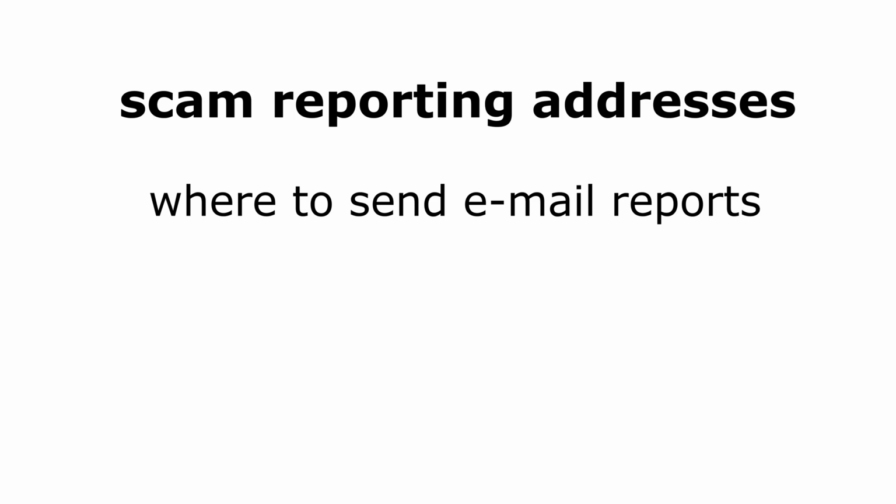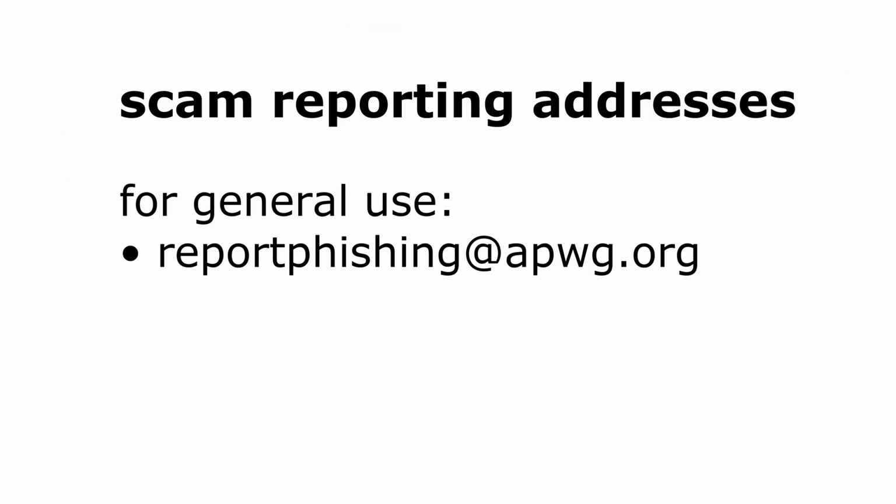There are a number of organizations to which you can report an email that appears to be a phishing or extortion scam. You can forward any such email with complete headers to the Anti-Phishing Working Group at reportphishing@apwg.org, and they'll work with a variety of organizations to try to take down the scammer.